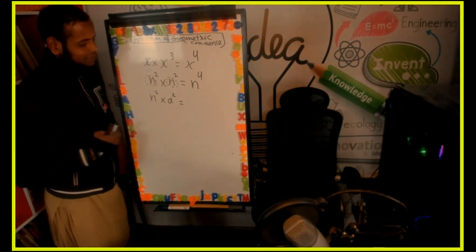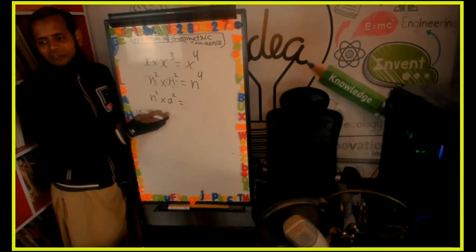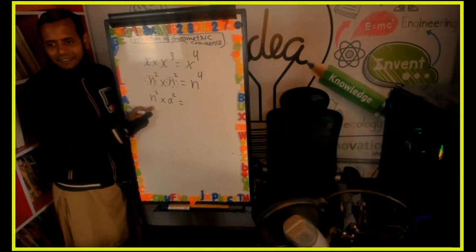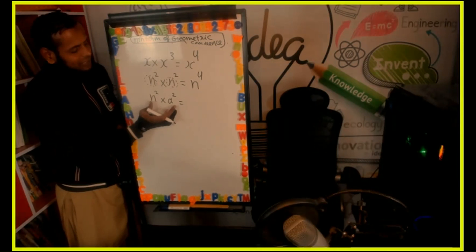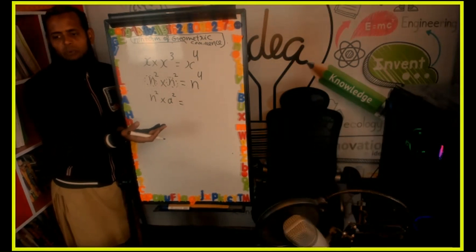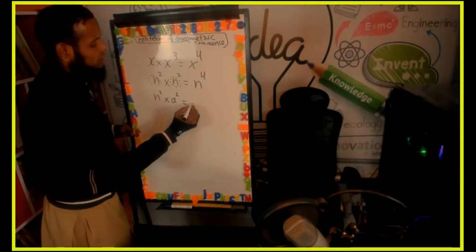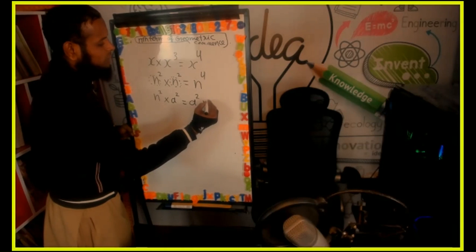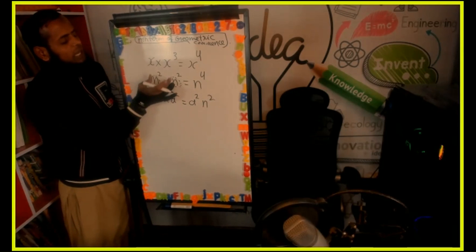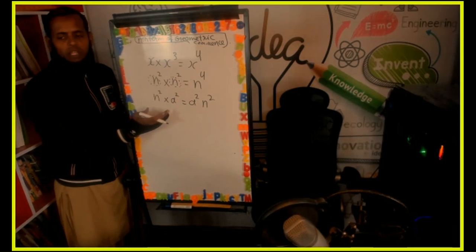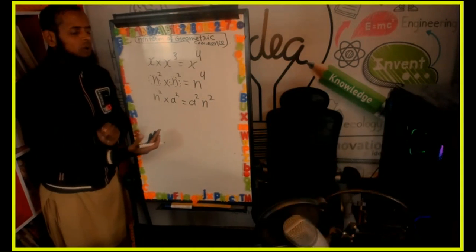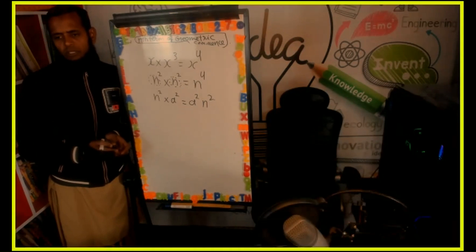No, we cannot add their powers, because here the base is a, and here the base is n. These are two different variables. So when they are different variables, we cannot add their powers. We arrange them in alphabetic order, a square and n square. Is it clear? When same bases, we add the powers in case of multiplication. When different bases, we cannot add, we just order them.